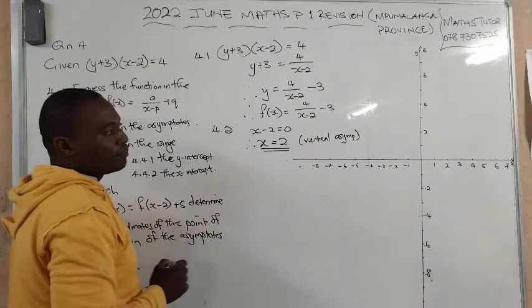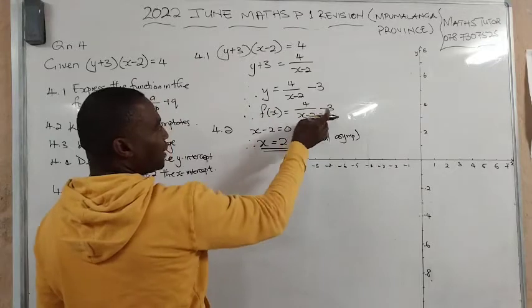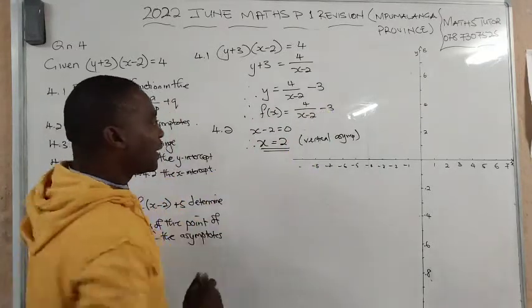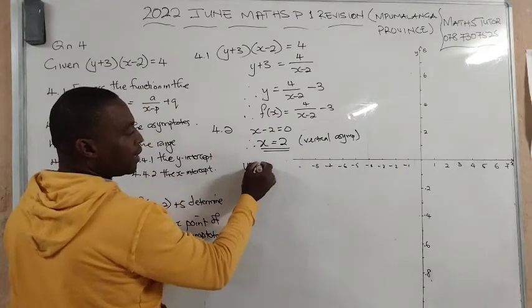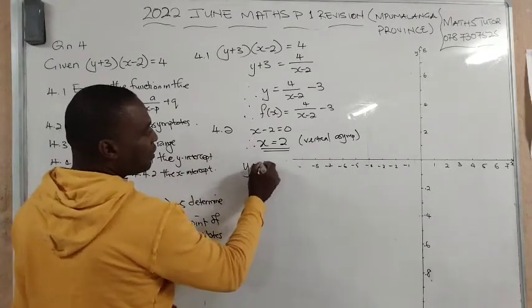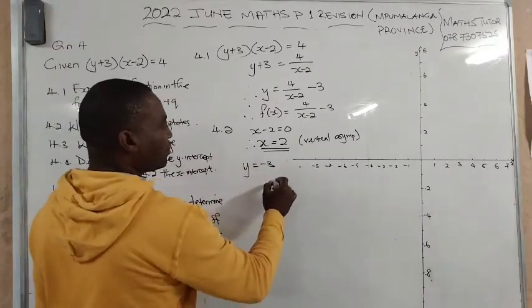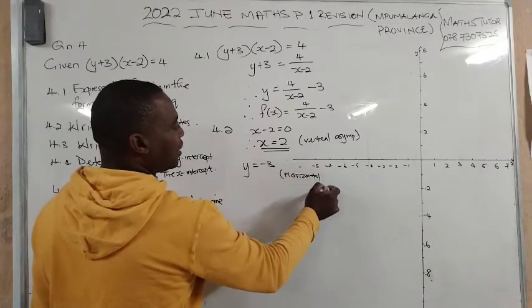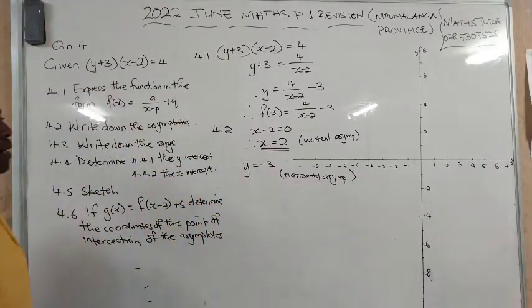Then we have the horizontal asymptote. If f of x is equal to negative 3, x will not be defined. So when f of x, that is y, is equal to negative 3, that's the horizontal asymptote. Alright?